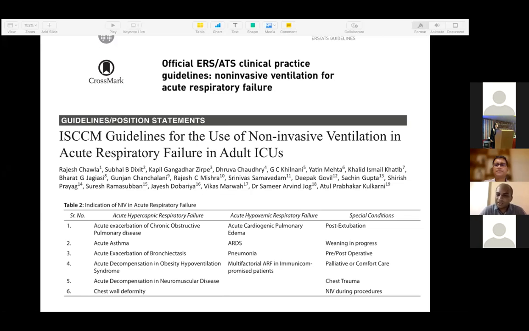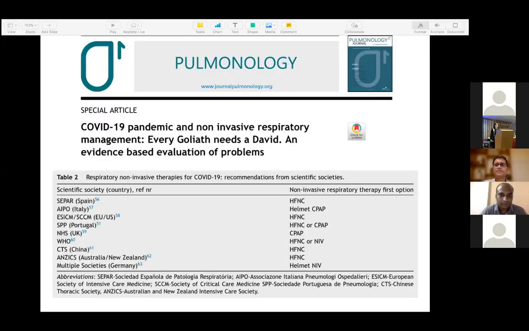In certain special situations, we have also used NIV, like post-extubation in the weaning process, especially in patients with acute exacerbation of COPD, and also for palliative patients or post-transplant patients when we have tried to avoid intubation because of their overall poor outcome.